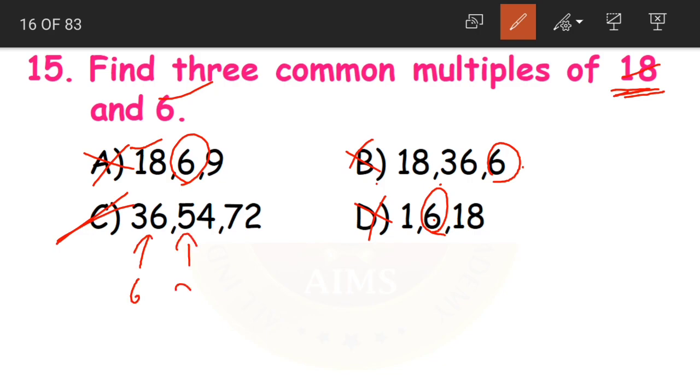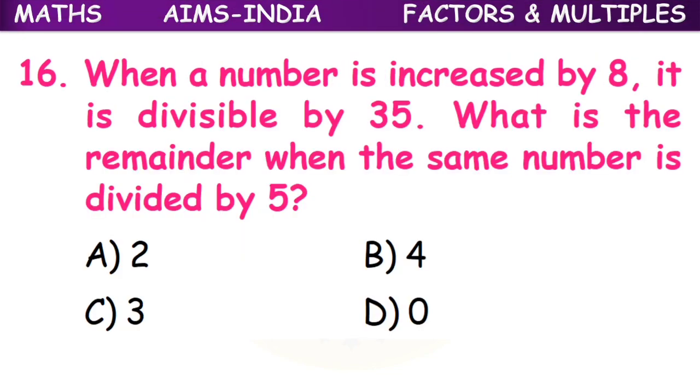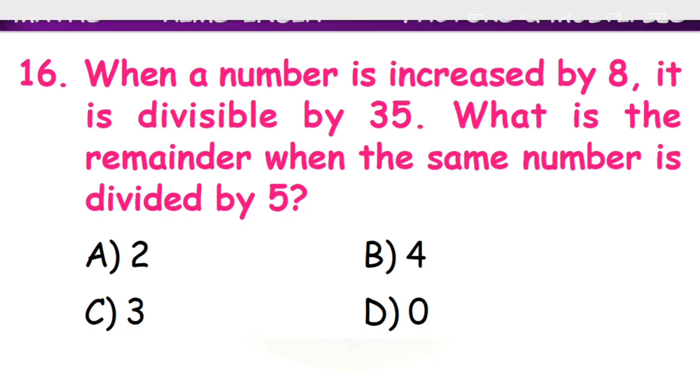6 6s are 36, 6 9s are 54, 6 12s are 72, or we have 18 2s are 36, 18 3s are 54 and 18 4s are 72. So the 3 common multiples are option C, 36, 54 and 72.